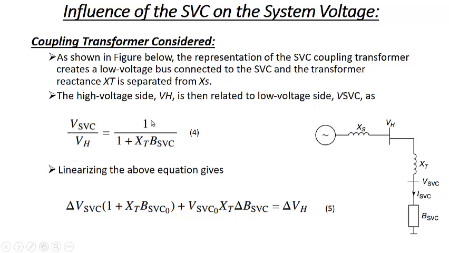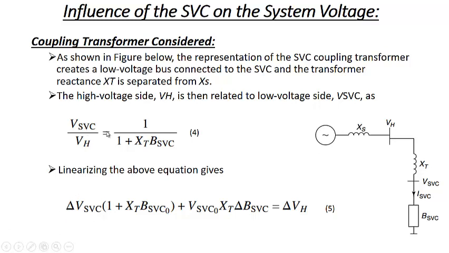So VSVC is equal to VH divided by 1 plus XT into BSVC, or VSVC divided by VH is equal to 1 divided by 1 plus XT BSVC. You can also derive it on your own. This is very simple. You can use the voltage divider rule to derive this. Now you can cross multiply it. It will be VSVC into 1 plus XT BSVC is equal to VH. When you do this, after that we will linearize the above equation, or we will differentiate it, and we will not limit its value to a very small value. We'll keep it as it is, delta.